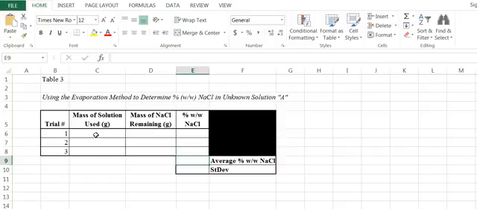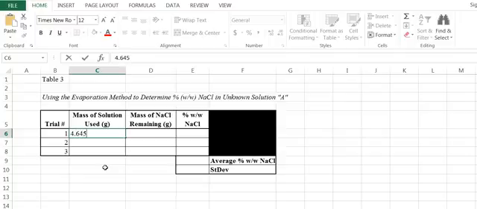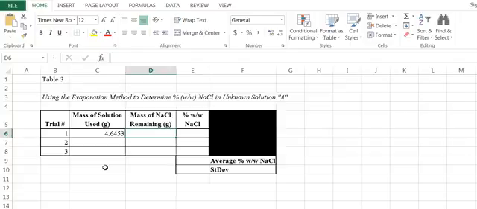So if you had, first of all, a mass of solution that you used that was 4.6453 grams, and then after you got done evaporating it, and you let it cool down, and you put it back on the balance, and you came back and measured it and subtracted out whatever the mass of the evaporating dish was, and you had, I don't know, let's say that you had 0.5096, and then you have some numbers here.